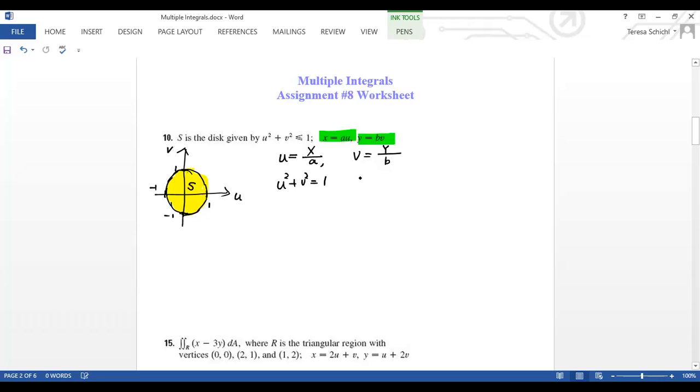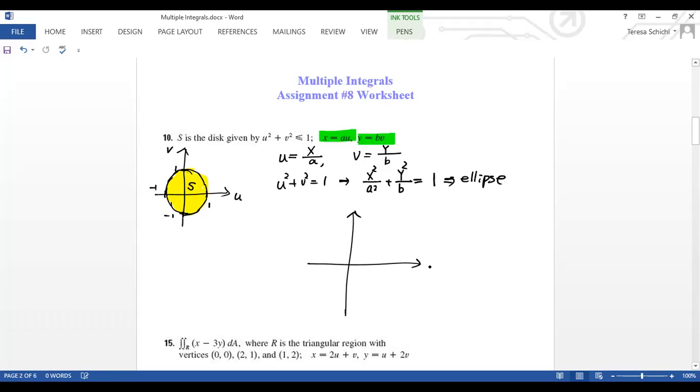Previously, we had 4 segments, so we needed to do 4 segments. But here, I only have 1 curve. So how do I handle this curve? Now I say U squared plus V squared is 1. That's a circle. So now I know this is x squared over a squared plus y squared over b squared equal to 1. So what is this? This is an ellipse, right?